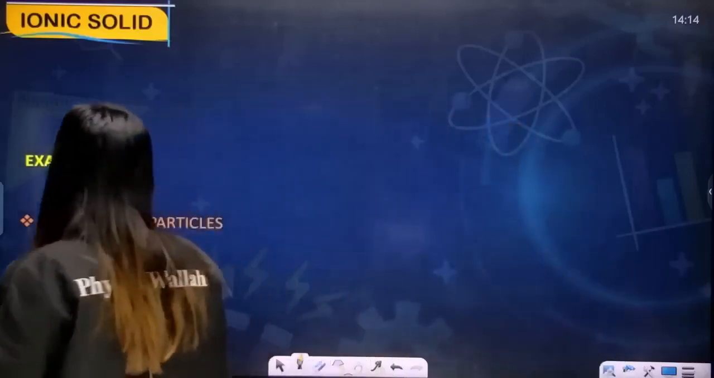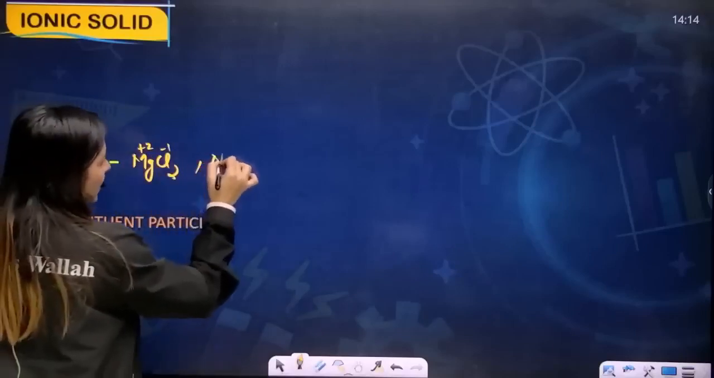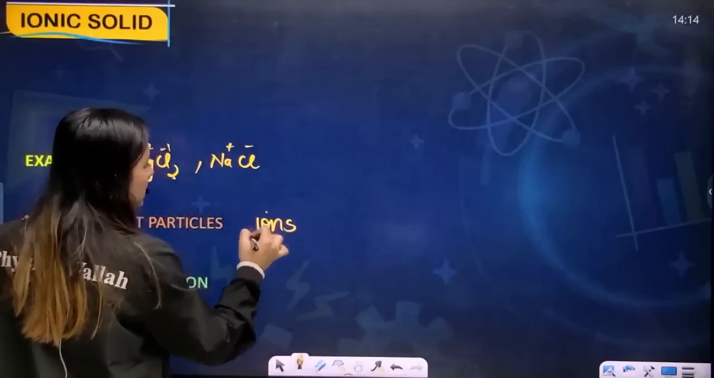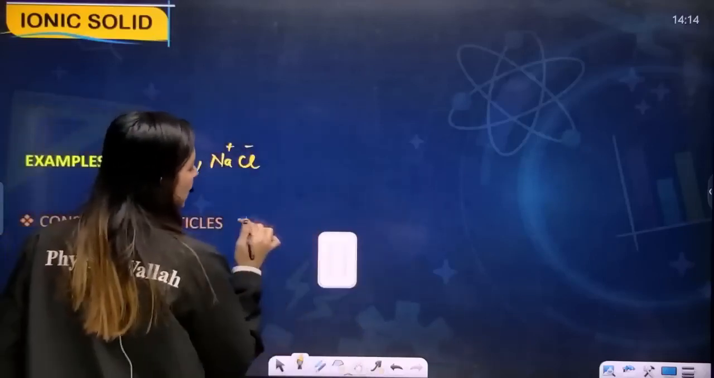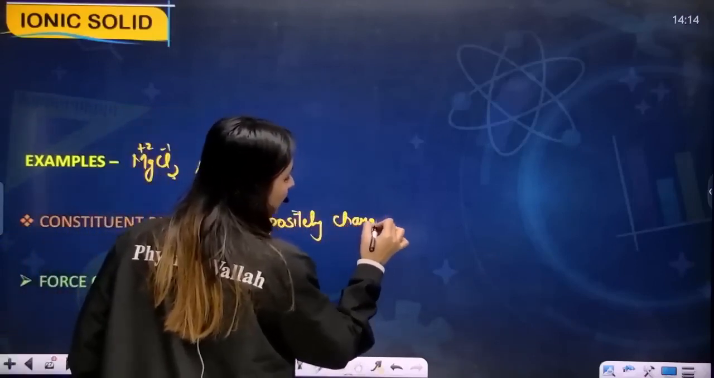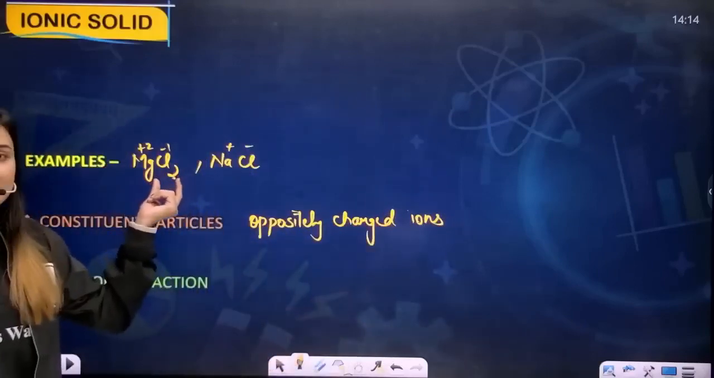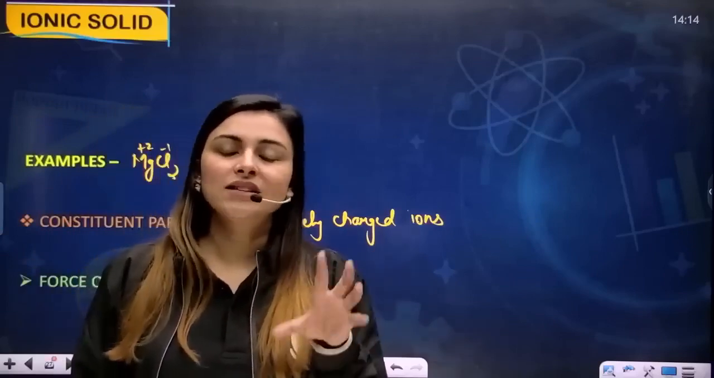The examples of ionic solids are MgCl2, with Mg 2+ and Cl -1, or NaCl, Na+ and Cl-. So the constituent particles for this solid are ions, or better to say, oppositely charged ions. For MgCl2 you have Mg2+ and Cl negative. If you have Na+, then Cl will be negative. So you will have oppositely charged ions as your constituent particles.